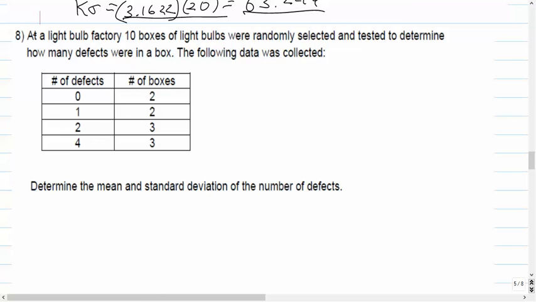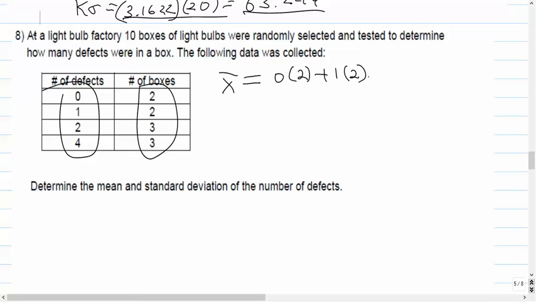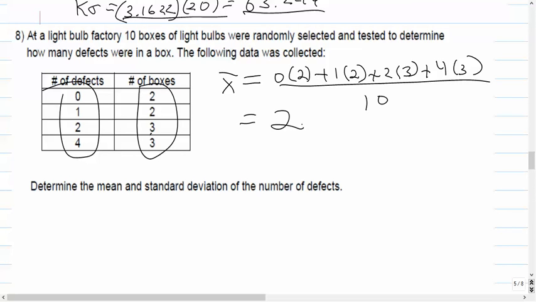So I'm counting defects. So here's the data. Here's the frequency of the data. So again, I'm doing a sample, so I'm talking X bar here. So if I want X bar, I'm going to take data times frequency, data times frequency, data times frequency, data times frequency, divided by the total number of pieces of data, which is 6 and 4 is 10. If I add this together, I get X bar is equal to 2.